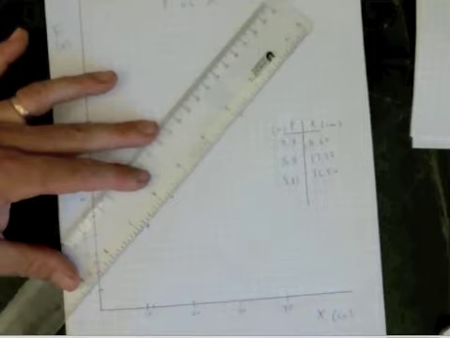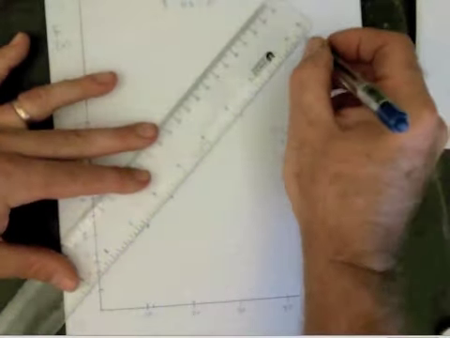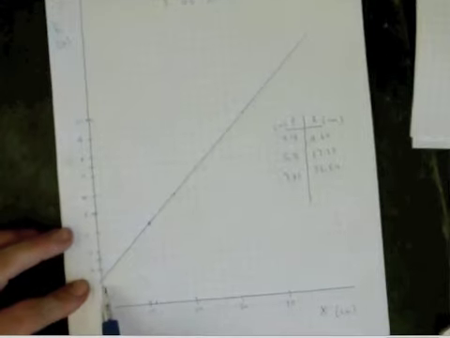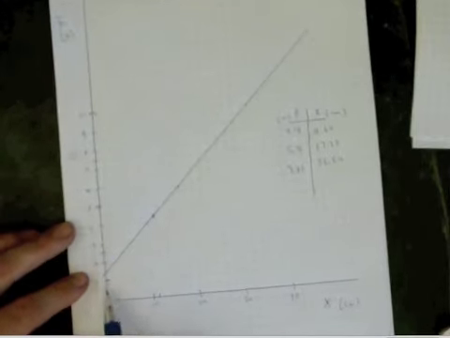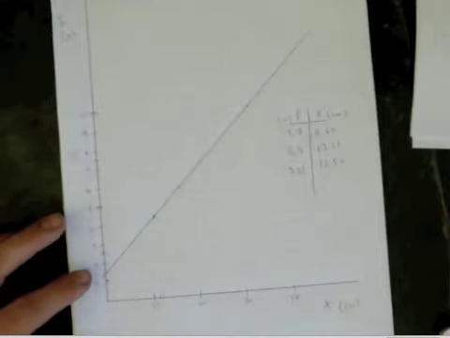If it doesn't go through 0, 0, then don't make the best fit line go through 0, 0. And we'll talk about what that point must mean, because if you think about what it means when there was 0 stretch, there was already some weight on it. We'll talk about what could have caused that.